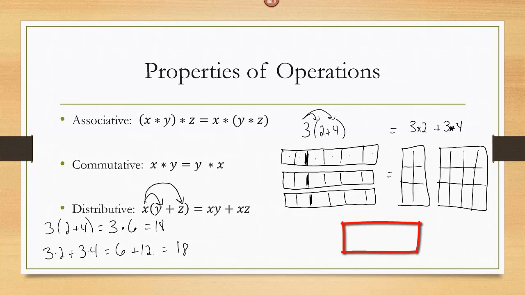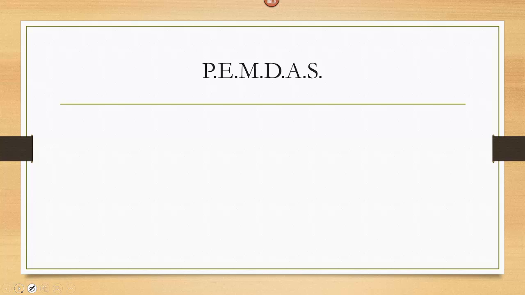But wait, there is more. The associative law does not, and I repeat, does not work with subtraction. The commutative law does not work with division, and the distributive law also does not work with division. These only work with addition and multiplication. Now, on to the order of operations.